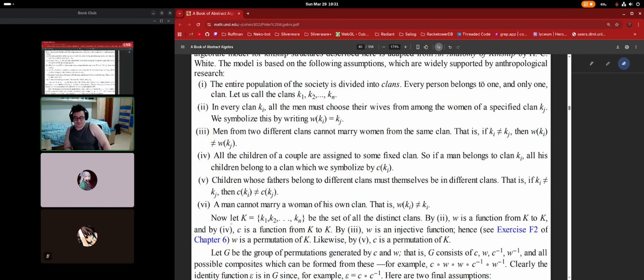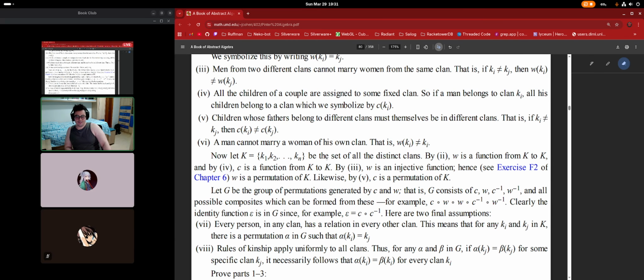Yeah, I see what Teva said now. Now let K be the set of all the distinct clans. By 3, W is a function from K to K, and by 4, C is a function from K to K, and both of those functions are injective. Well, which is what's saying here. So that means that W is a permutation of K.